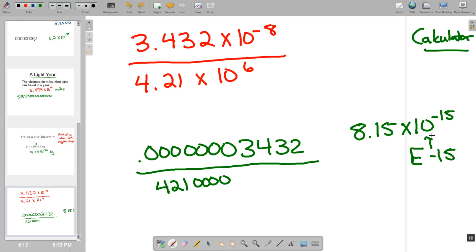So, as always, if you have any questions, make sure you let me know. I'm hoping that you enjoy scientific notation because there's a lot that you can actually do with it, not just in math class.